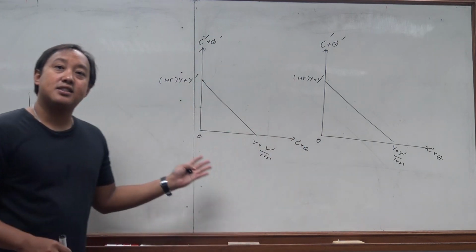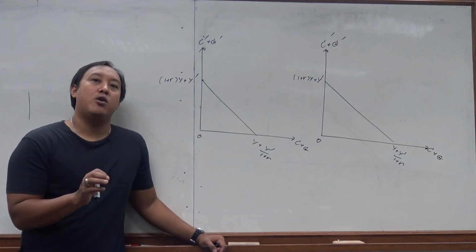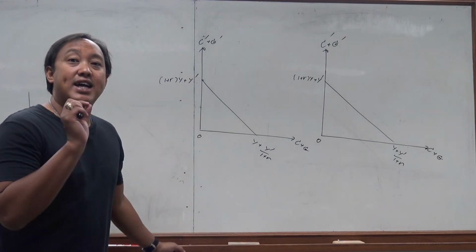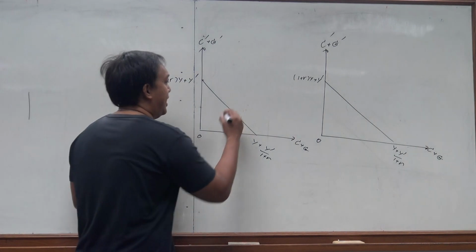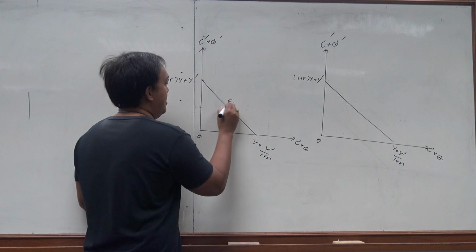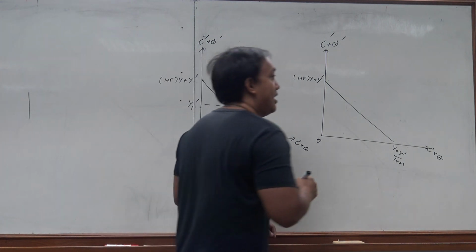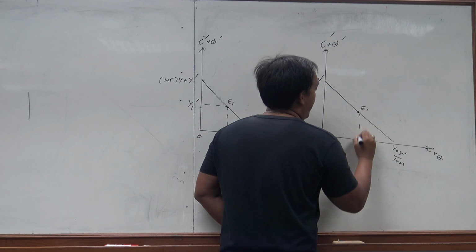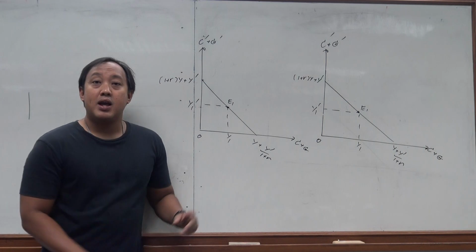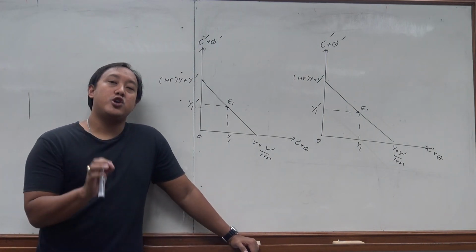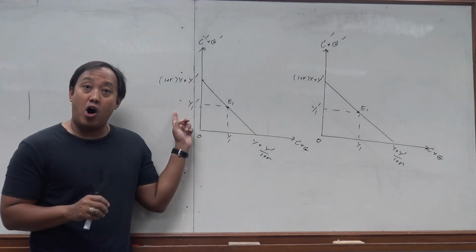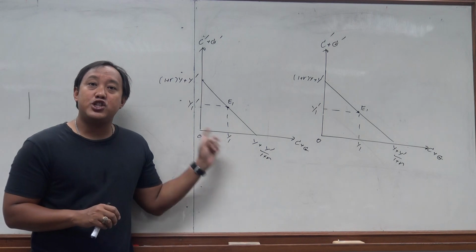Okay, two cases. Now I'm going to show you how the endowment point moves for the case of the whole country. For example, if I assume that the endowment point is here in the middle, let's say E1, Y1, Y1 prime. So again, the endowment point shows you the level of national income today and national income tomorrow, or GDP today and GDP tomorrow.